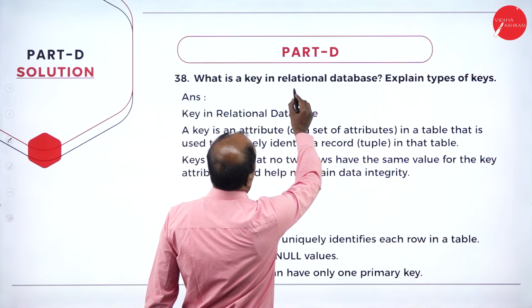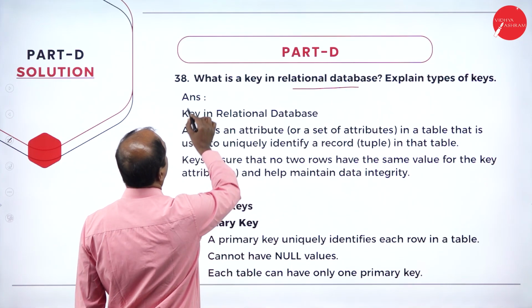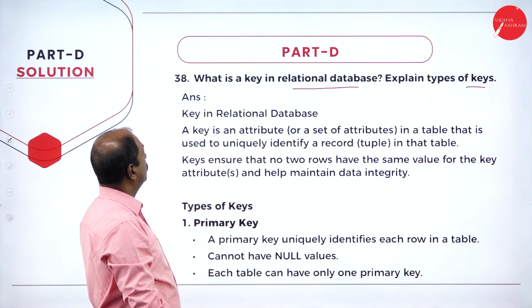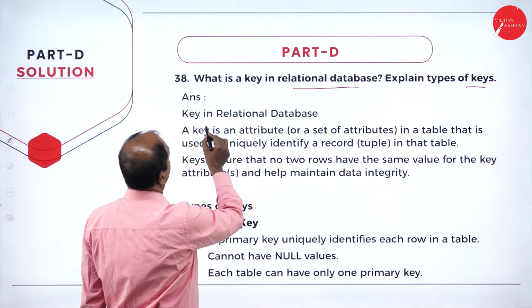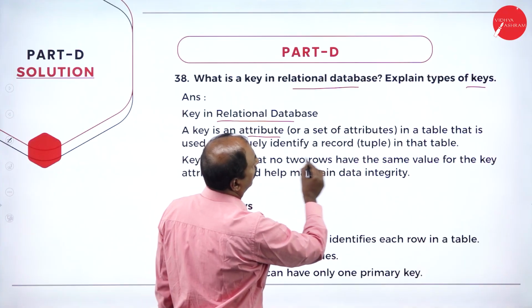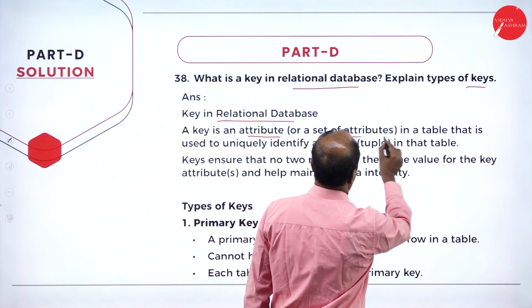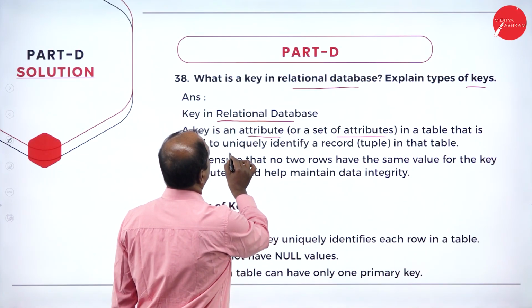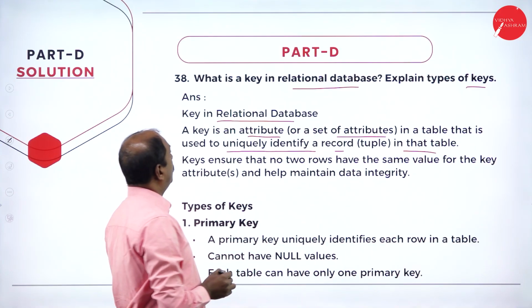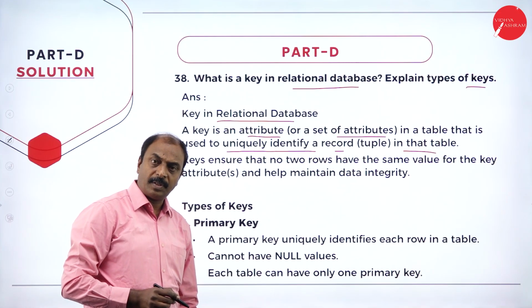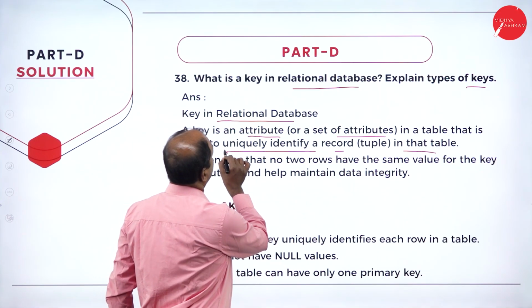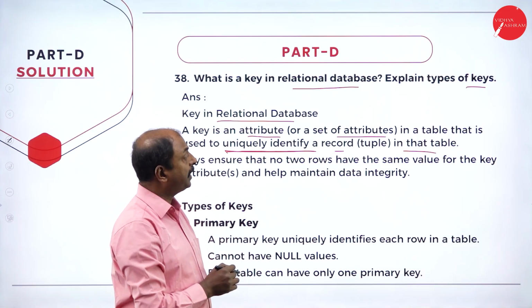What is a key in a relational database? Explain types of keys. So this is a very important question. So here, what is a key? A key in a relational database is an attribute or set of attributes in a table that is used to uniquely identify a record in the table. So what is the definition of a key in an RDBMS or relational database? In a table, it is used to uniquely identify a record in the table.